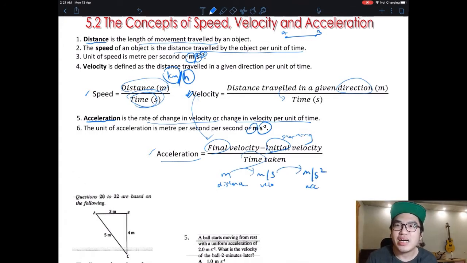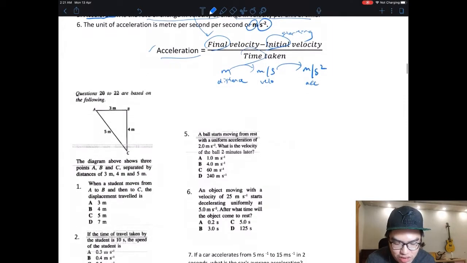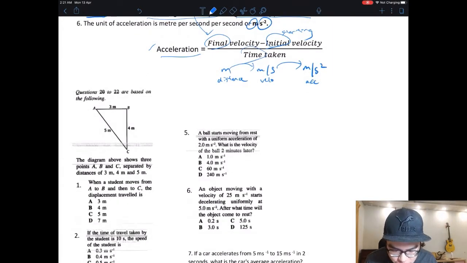Alright, so that's all easy to understand, but how do we use it? How do we calculate this? Let's look at question 1. The diagram shows 3 points A, B, and C separated by 3, 4, 5. When a student moves from A to B and then to C, the displacement travelled is... so what is displacement? It's not mentioned in the notes here.